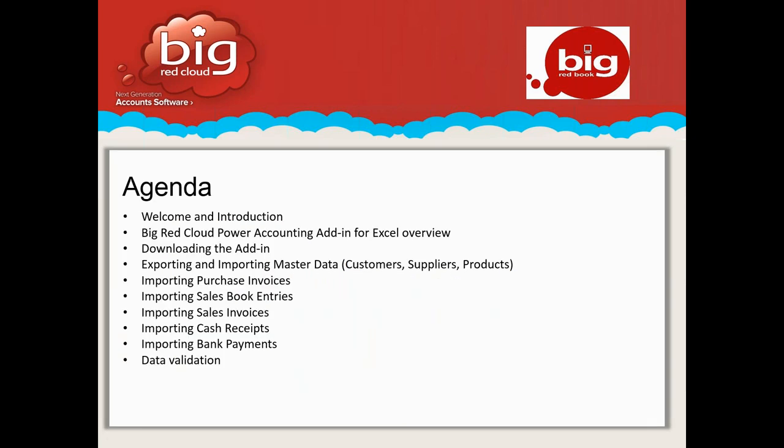There's a portion in the add-in to make sure that the data you try to enter back to Bigger Cloud is correct and is validated. We also have error handling messages, so if you do put in some incorrect data in the system, the add-in will actually deal with that and let you know what's happening.